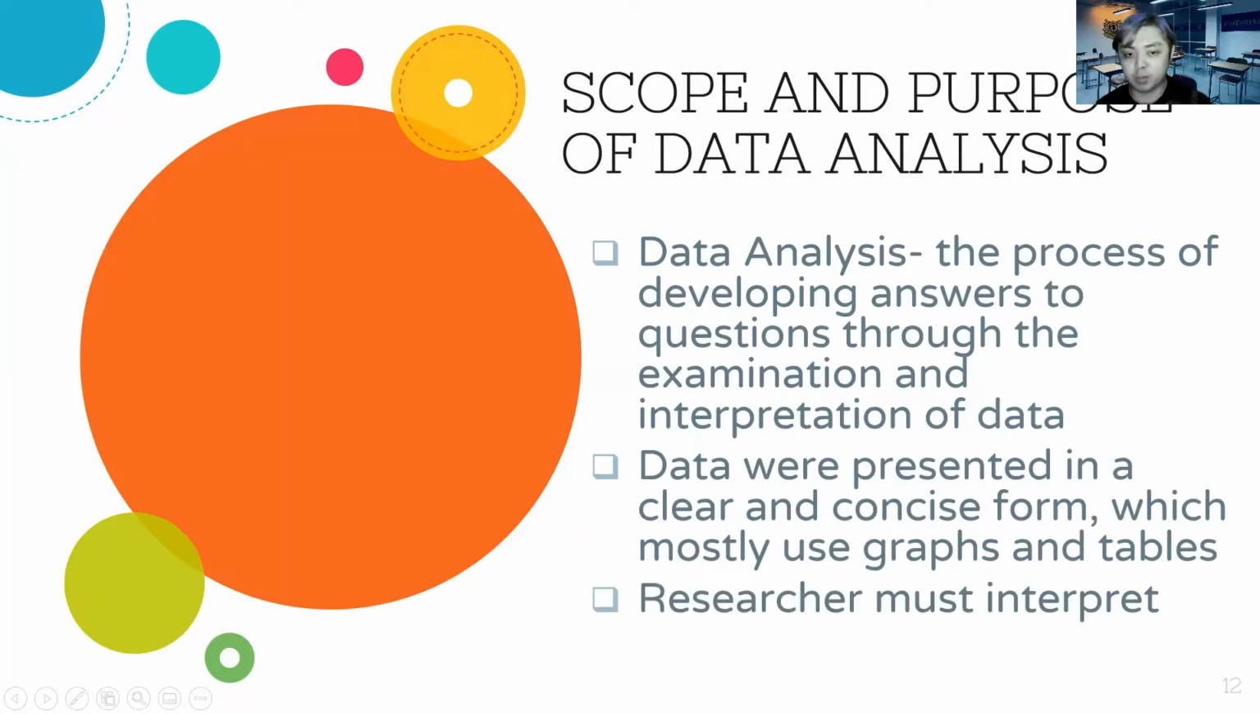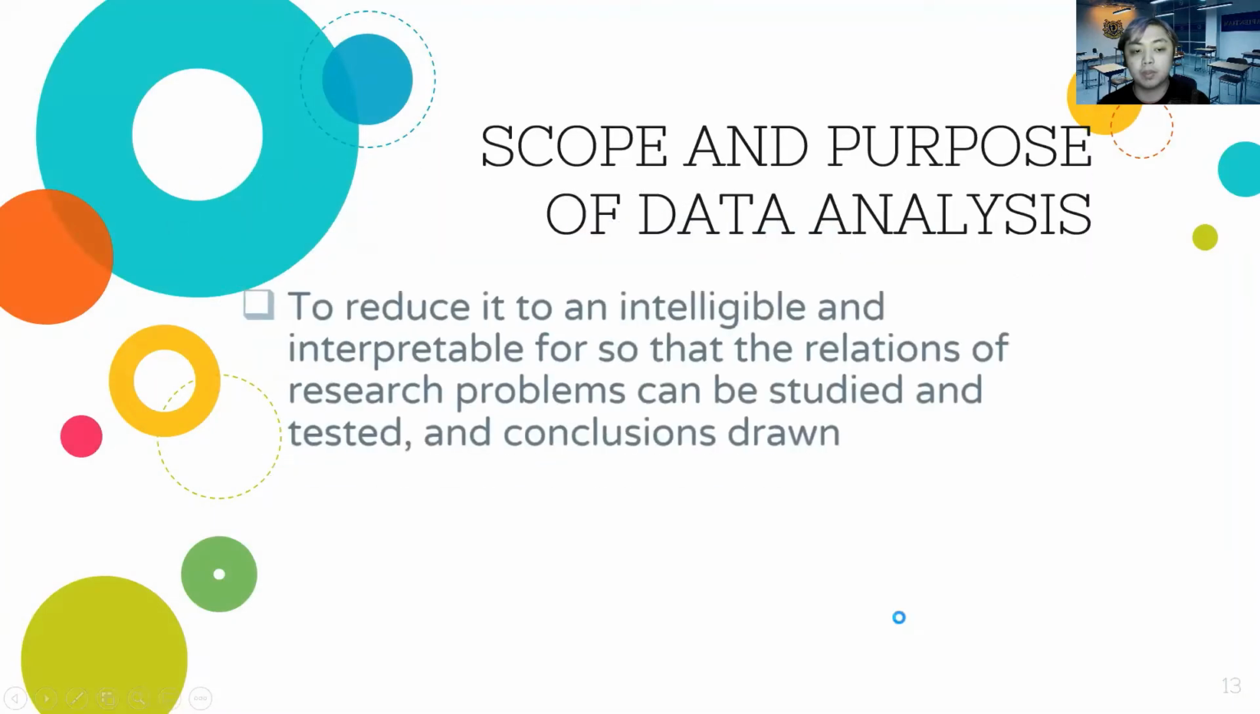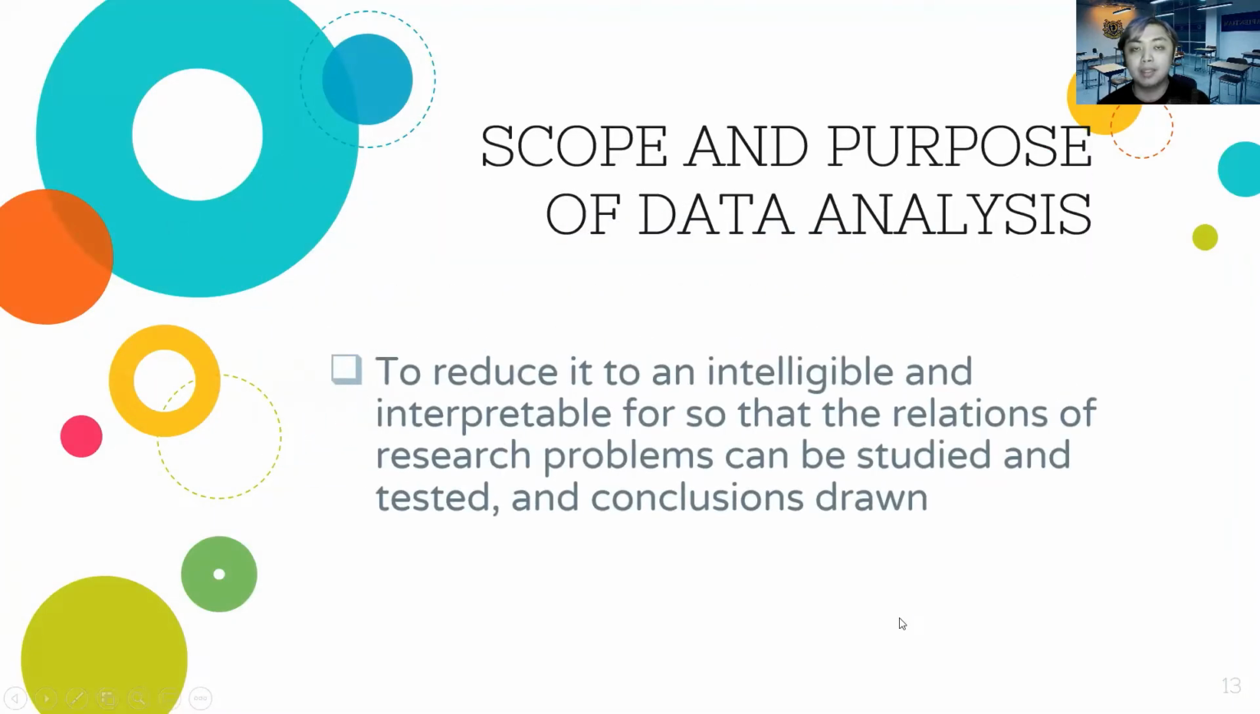After analyzing each part, so in analysis, we look at each part, we look into every detail of the data. We have to proceed to interpretation after that. In interpretation, we have to reduce the data into an intelligible and interpretable form so that the relations of research problems can be studied and tested and conclusions can be drawn.